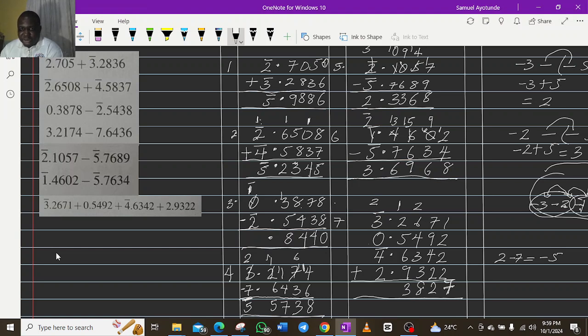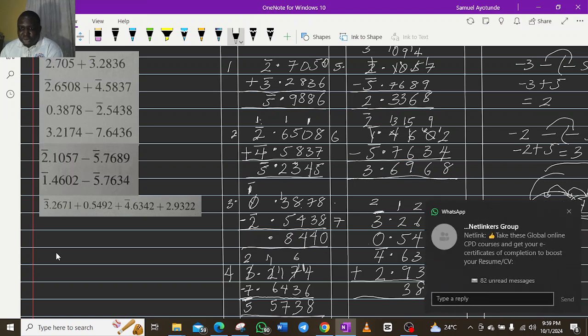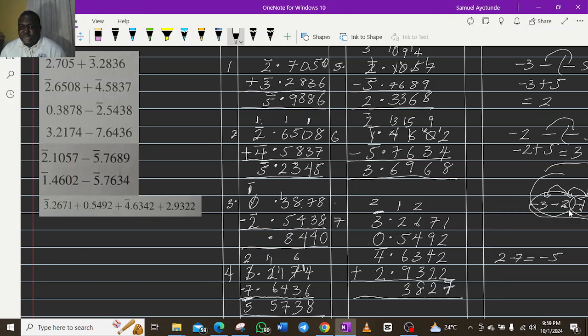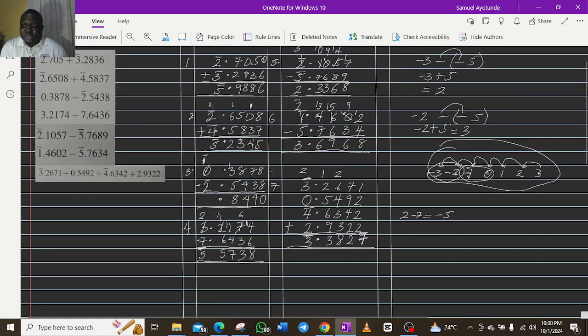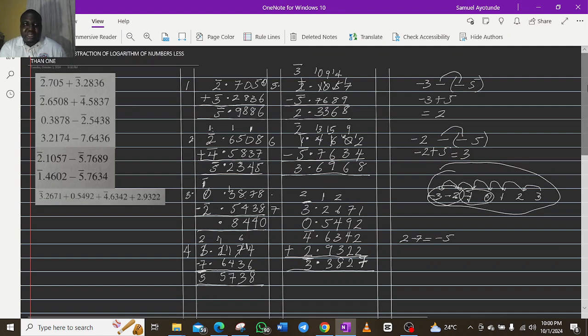2 minus 3. This is 3 bar. 2 minus 3 should give us minus 1. Minus 1 plus 0, that will still be minus 1. Minus 1 minus 4, that's minus 5. And minus 5 plus 2, that is negative 3, which will be written as 3 bar. So those are the examples on addition and subtraction of logarithm of numbers less than 1.